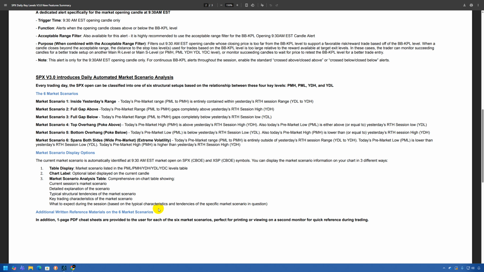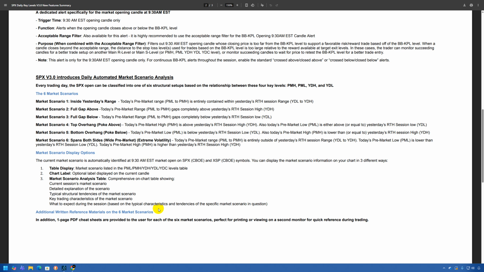Market scenario 4, top overhang, poke above. Today's pre-market high is above yesterday's RTH session high, YDH. Also, today's pre-market low is either above or equal to yesterday's RTH session low, the YDL level. Market scenario 5, bottom overhang, poke below. Today's pre-market low, the PML, is below yesterday's RTH session low, YDL. Also, today's pre-market high is lower than or equal to yesterday's RTH session high, YDH.